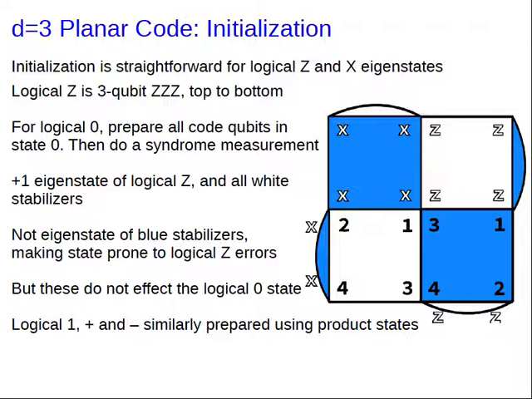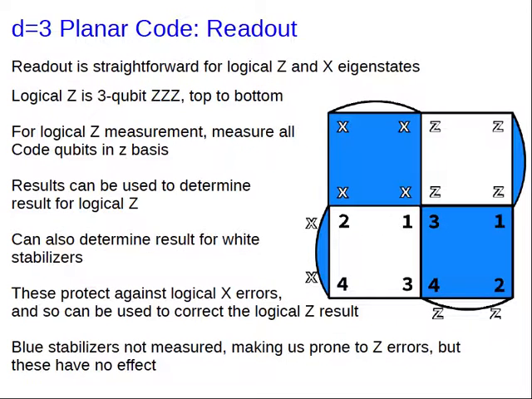So you have successfully prepared a logical 0 state of your code by first putting it in a product state and then doing a stabilizer measurement. Similarly for logical 1, logical plus, logical minus. If you want to do readout, you just do this sort of backwards. You start with a state. If you want to measure logical Z, you can measure Z everywhere, and then you can take this as your logical Z. Look over here, see how many 1s you have. If it's even, then you have logical 0. If it's 1, you have logical 1.